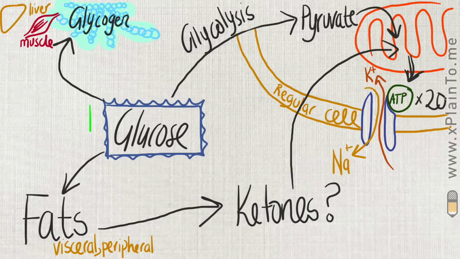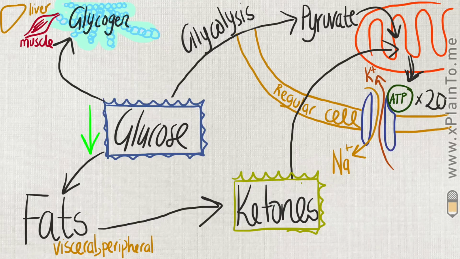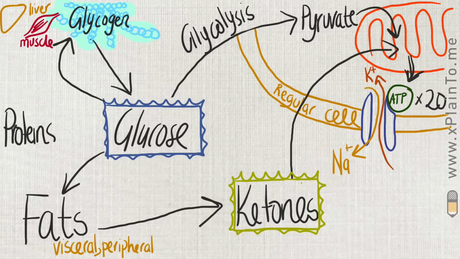Now we have talked about what happens if glucose is high. Let's have a look what happens if glucose is low. The body will try to make glucose and ketones. The body can turn glycogen into glucose. The body can also turn proteins into glucose. And finally, the body can turn fats into ketones.